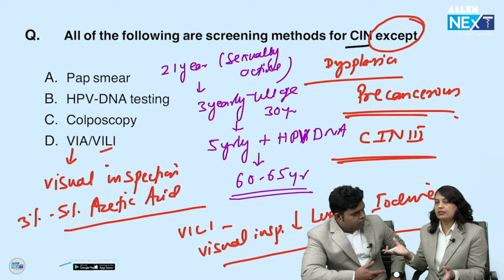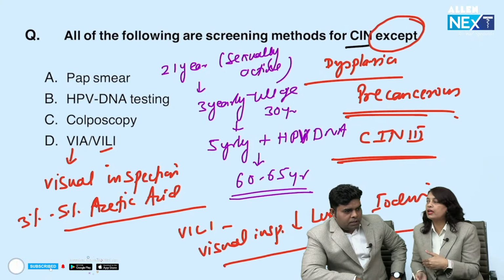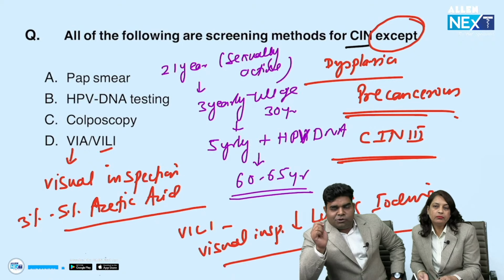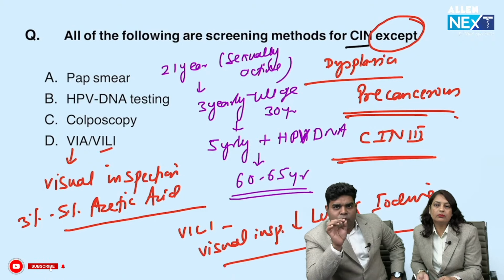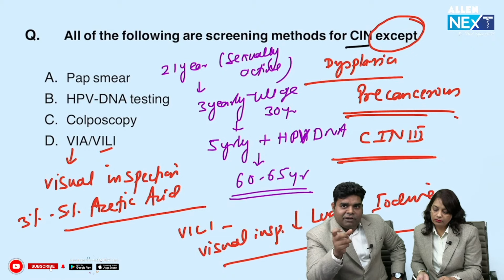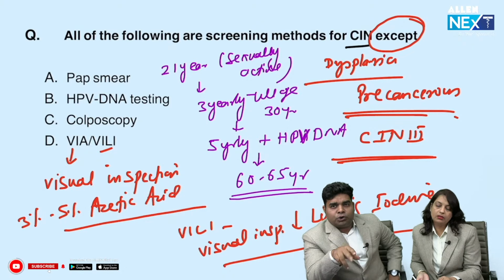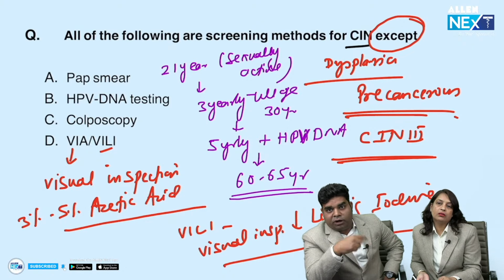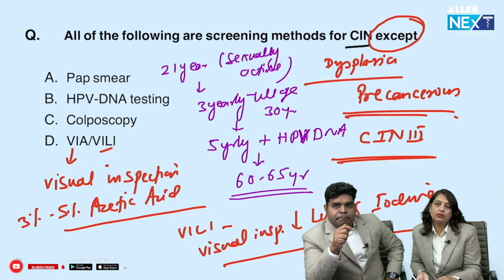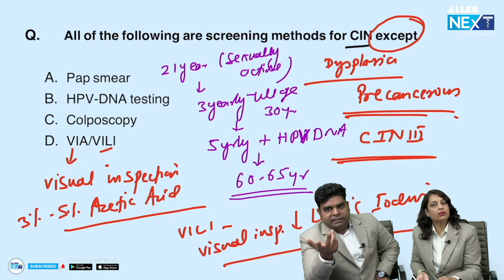VIA VILI is for mass screening. Can you throw some light on this VIA and VILI? There is a one-line question which has been asked from here: what is the most cost effective way? And Park has controversially written that VIA VILI is the most cost effective because it is very low cost. So if they ask for the most cost effective screening, it is VIA VILI, but if they ask for the best test for screening, of course the answer will be pap smear.